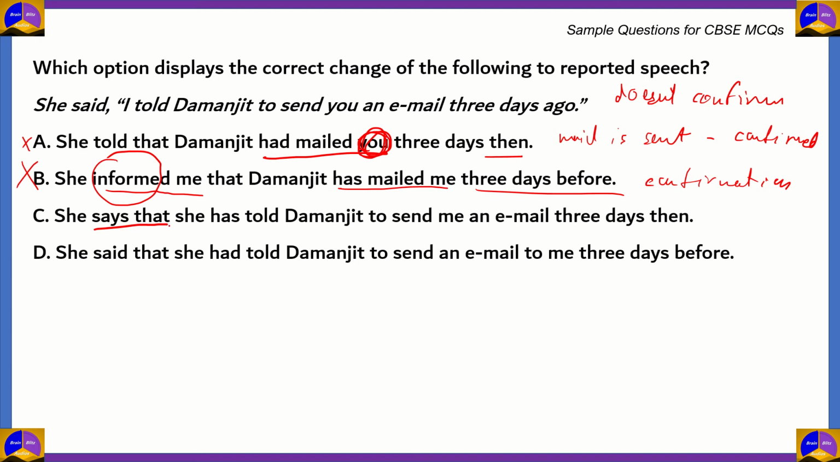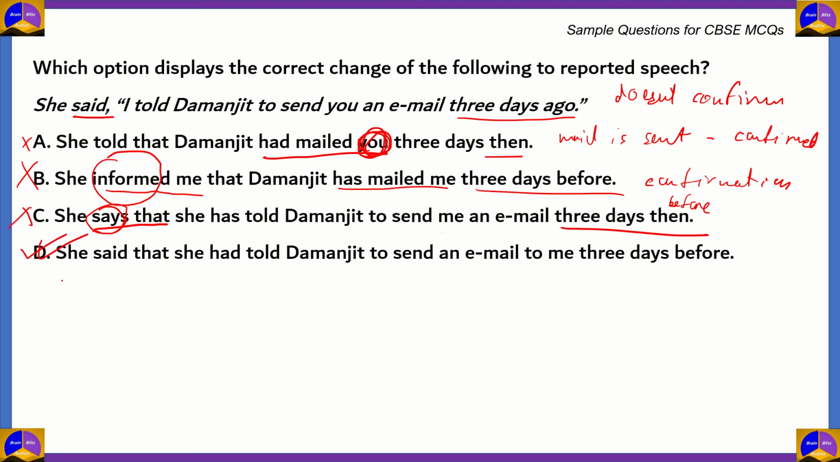She says that she has told Damanjit to send me an email 3 days then. So there are two problems here. Number one, 3 days then. In the statement, it is 3 days ago. So when you're writing it as indirect speech, it would be 3 days before. And another thing is that she says. The verb here is taking the present form. However, in the question, it is the past form. So therefore, option C is incorrect.